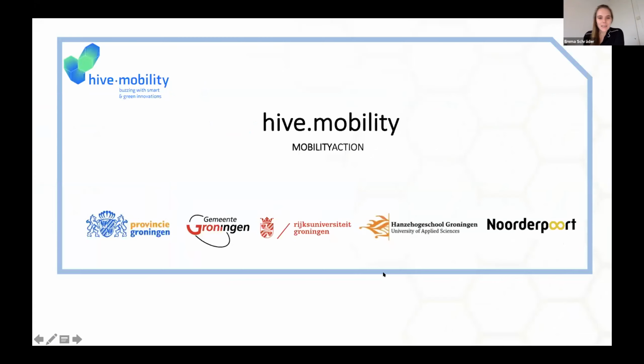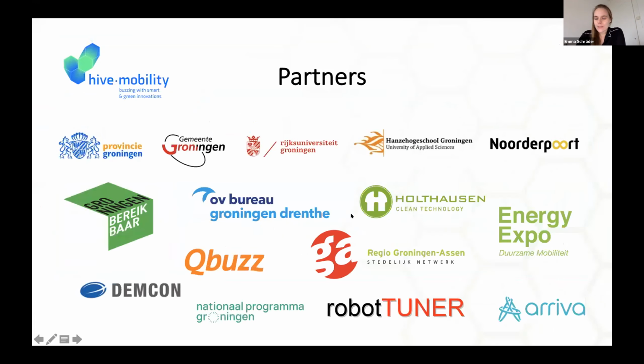My name is Emma Schrader, and I'm a project assistant at an organization called Hive Mobility. We are located in the north of the Netherlands. And in the next 5 minutes, I'm going to tell you a little bit more about what we do and who we are. So Hive Mobility is the innovation center in the field of smart and green mobility in the Northern Netherlands. We are basically a collaborative network of several partners who work together in the community on smart and green mobility solutions. So here you see our main partners, at least our founding partners, our strategic partners.